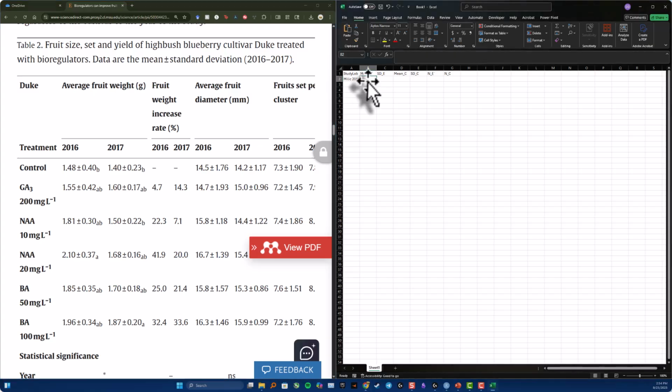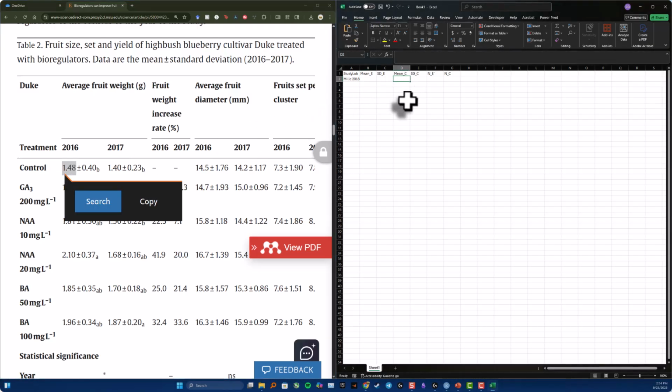From here we can write down these two means here. So the first one for control would be 1.48, the second one 1.4. The average of these two is 1.44, so we can go ahead and replace that value with the single value because we're averaging across both years. The standard deviation is already listed here, so we can average those two. In the first year it was 0.4, in the second year it was 0.23. So once again, 0.4, 0.23. Find the average of these two. In our case, it's 0.315.